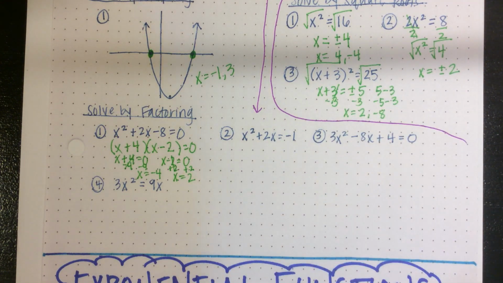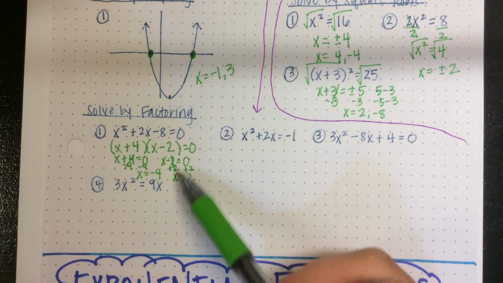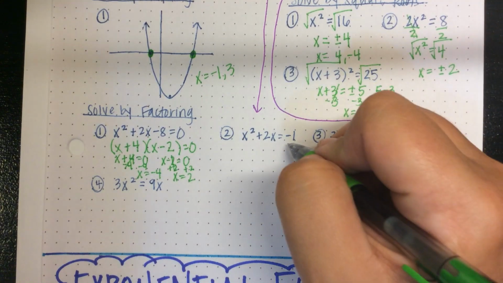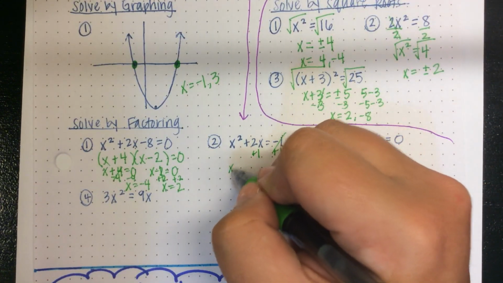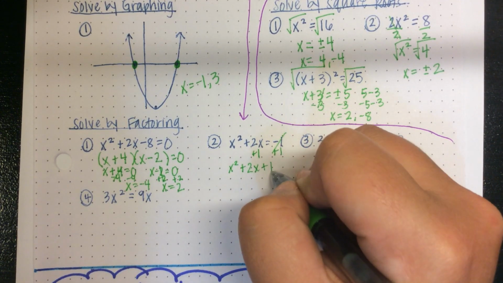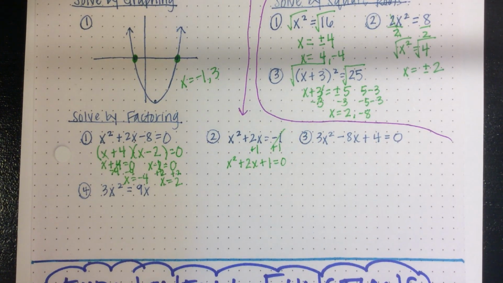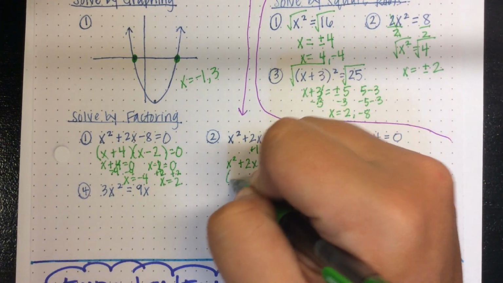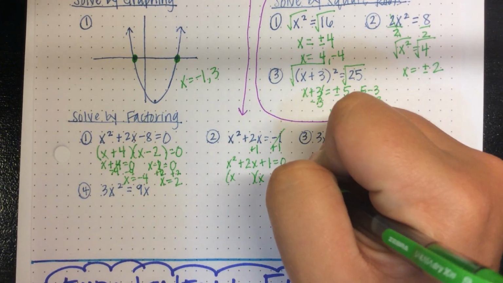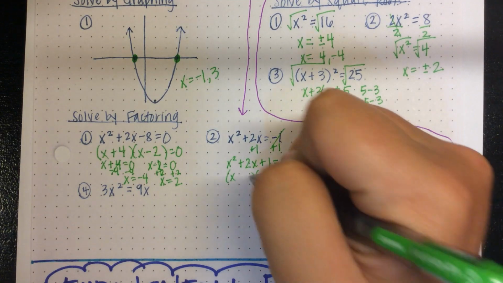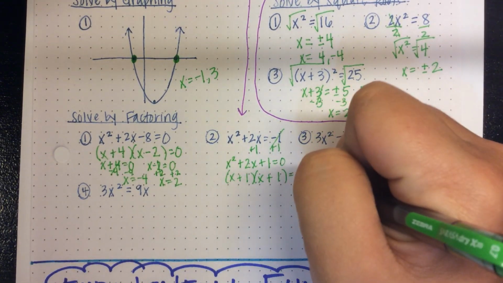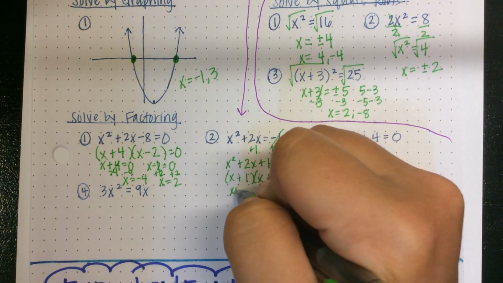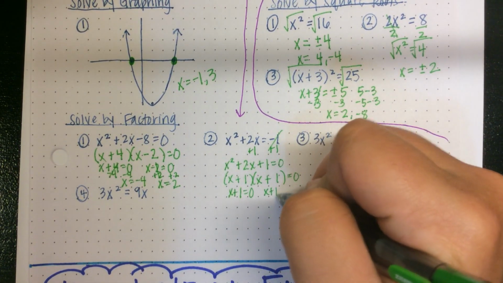For number 2, I've got to set it equal to 0 before I can start factoring, right? Because that's what's going to get us to that zero product property. So the first thing I'm going to do is add 1, move it over. So I got x squared plus 2x plus 1 equals 0. Okay, plain Jane trinomial. I want to multiply to 1, but add to 2. So it's going to be plus 1 plus 1. Okay, equals 0, and then I can take these and set them equal to 0.